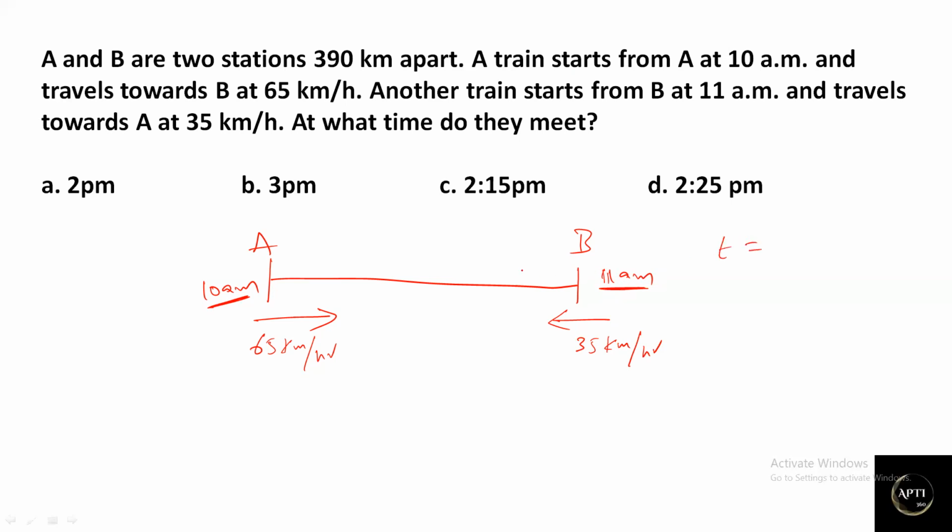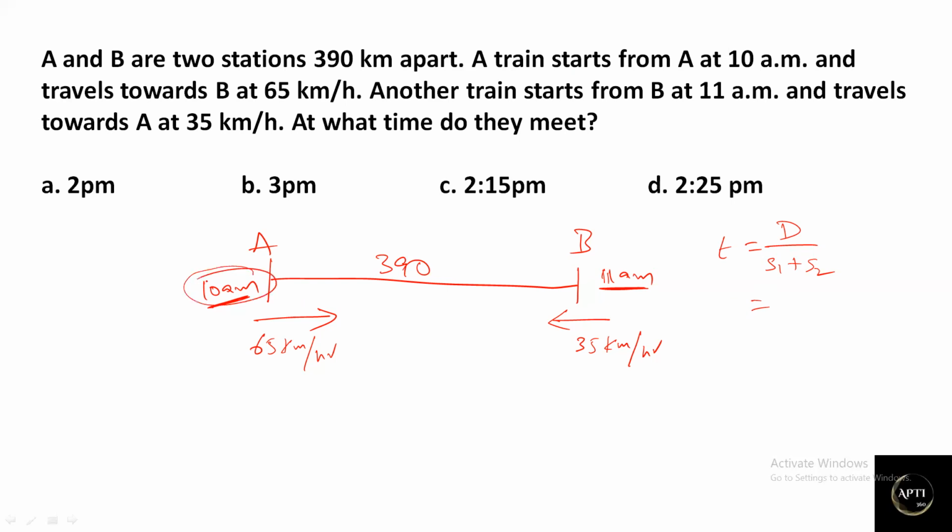After how many hours they will meet means time is equal to distance divided by S1 plus S2, because they are in opposite directions, right? Now the distance between the two stations is given as 390 kilometers. Can I directly substitute distance 390 and S1 plus S2? No, because both are not starting at the same time. Then how can I make these two trains start at the same time? Very simple. Let's try to calculate here.